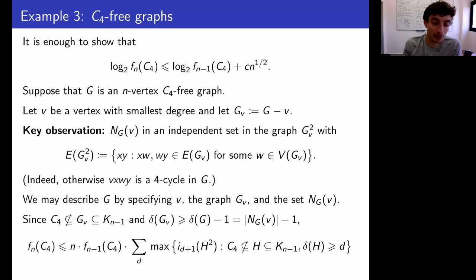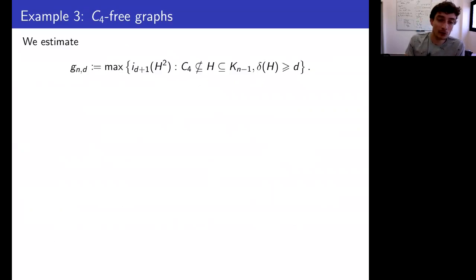So now, this is how the problem is reduced to the problem of counting independent sets in the graph H squared, where H is a C4-free graph with large minimum degree. So the only thing that I need to do here is to estimate this quantity: G sub n,d is the largest number of independent sets of size d plus 1 in the square of a graph which is C4-free and has minimum degree at least d.